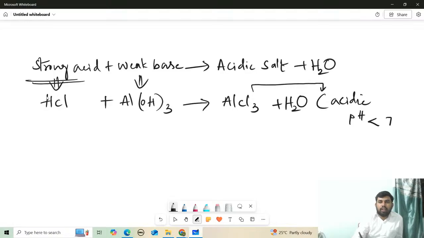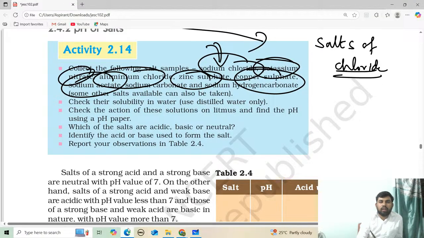pH will be less than 7. Acidic means pH will be less than 7. Next, one more salt example. Sorry, zinc sulfate and copper sulfate.